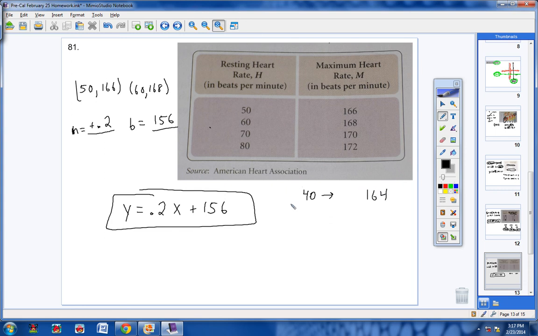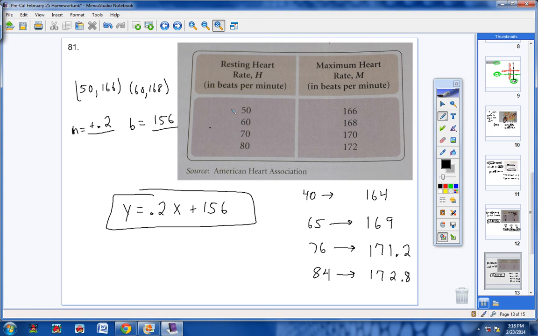And if you were to substitute 65 in, like they've asked us to do, if your resting heart rate is 65, then your maximum heart rate when you exercise will be 169. And if you substitute 76 in, if your resting heart rate is 76, then your maximum heart rate would be 171.2. And then if your resting heart rate is 84 and you substitute that into the equation, your maximum heart rate when exercising would be 172.8. So really not that hard.